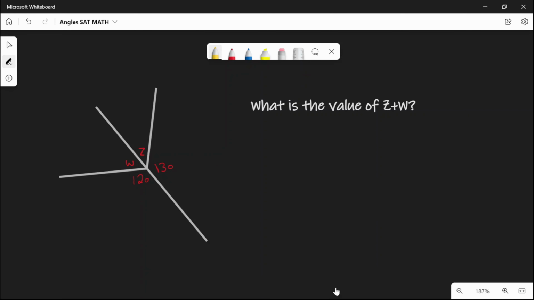What about this example? He asks you to find the value of angle Z and angle W, which are these angles here. You may think, okay, angle W have an opposite of 130 and angle Z have an opposite of 120. However, this won't be correct, because these are not two lines intersecting actually. These are three different lines intersecting.